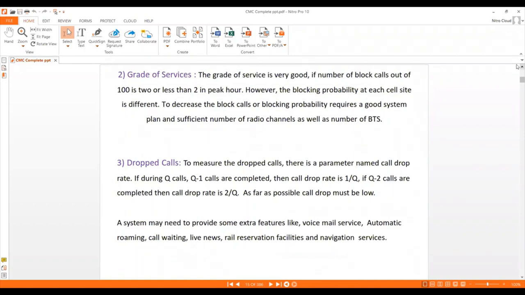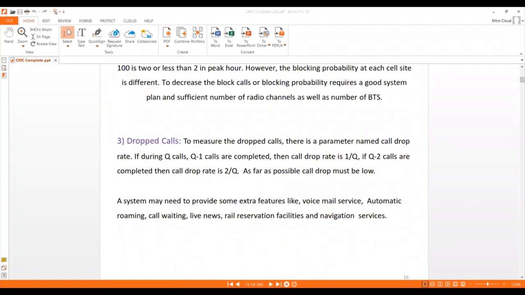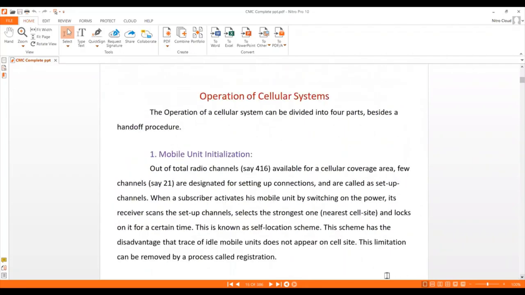Next one, live news and other sources, like railway information and the many service messages we get from all the companies. This is one of the things we have to take into consideration. This is one point. Now, this is about the so-called performance criteria.